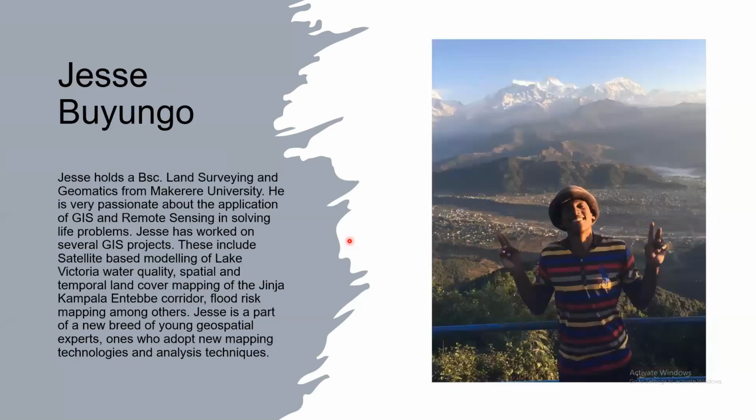Then we have Jesse, also, who's going to be a facilitator. He also has a bachelor's degree in land surveying and geomatics. And he's been using GIS and remote sensing in most of his life. He has worked on several GIS projects. The first one being that he modeled water quality on Lake Victoria, and also carried out a spatial and temporal land cover mapping of the Jinja Kampala Entebbe corridor. You know that corridor where they are going to construct a new highway. He carried out that analysis using GIS and remote sensing.